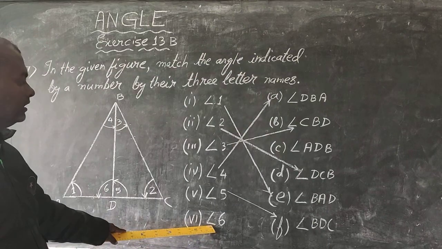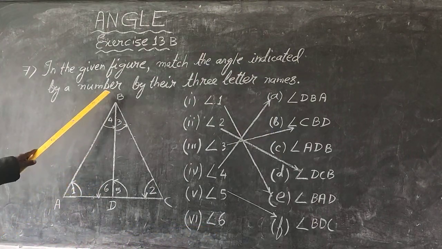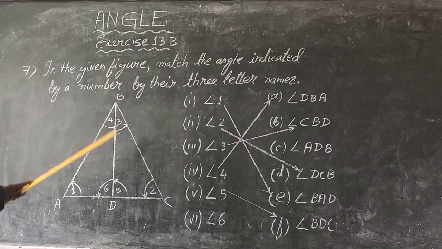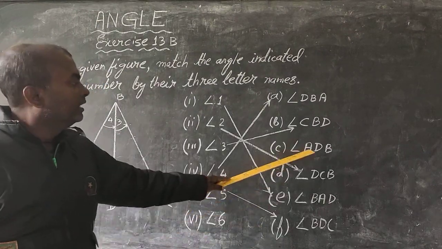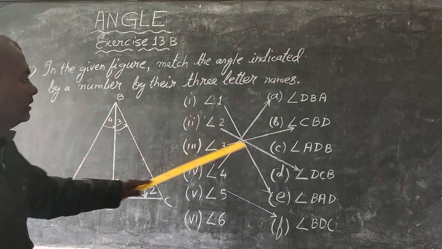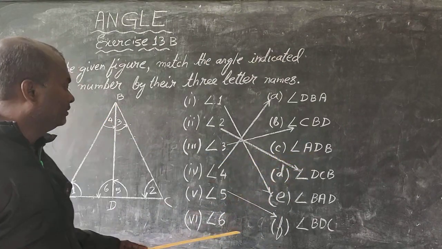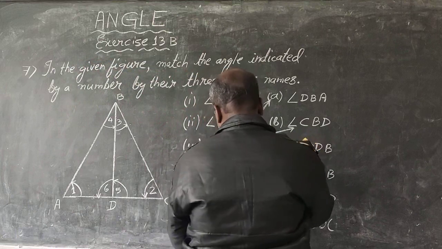And lastly, angle 6. Here is angle 6. The 3-letter name will be DBA or ABD. Here it is, ABD. So this will match with this.